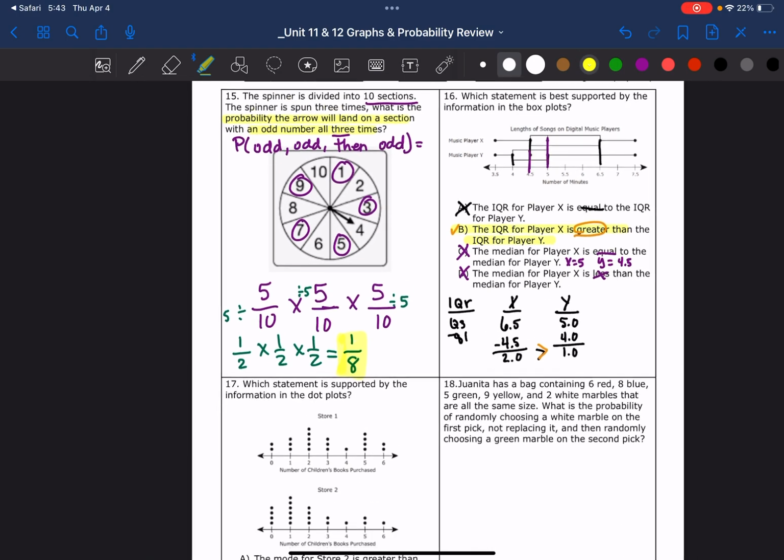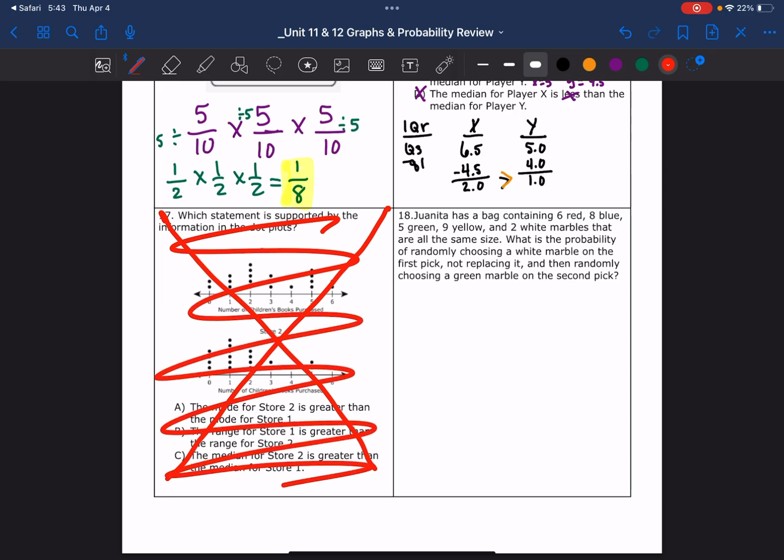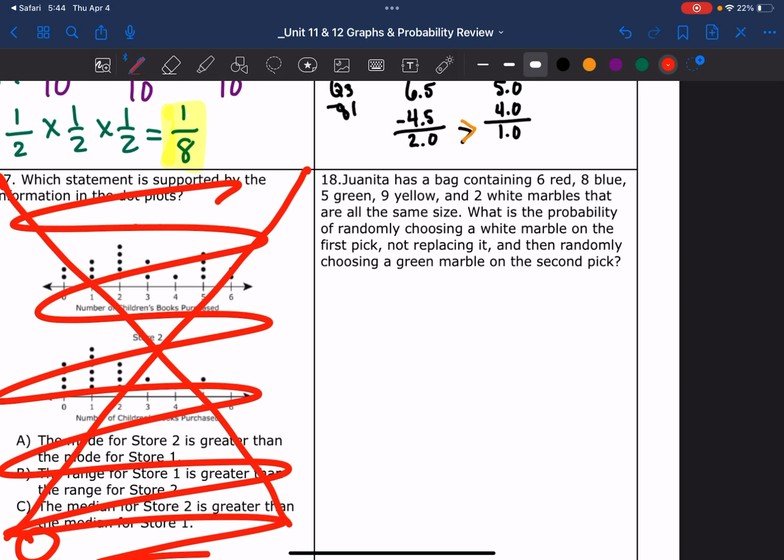Let's continue to the next question. I'm actually going to skip one. We are going to be skipping number 17. Let's not do that one. You're missing an answer choice, which would have been your answer. So we're just going to skip it. All right. Let's go to the last question.